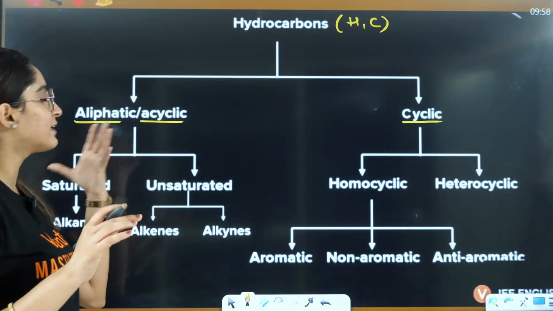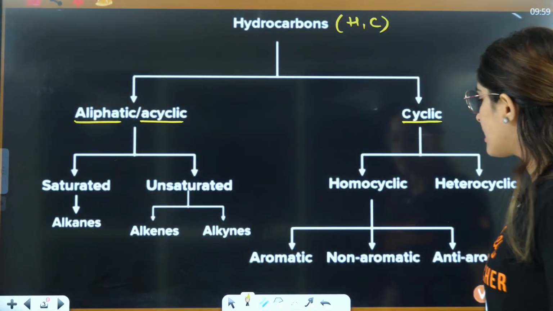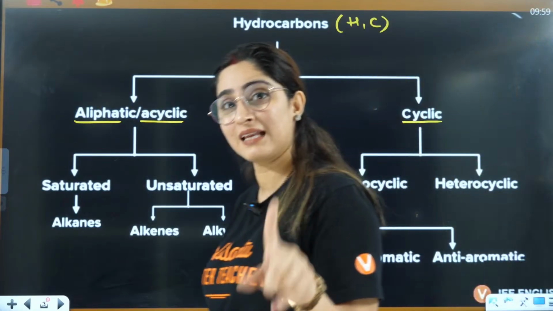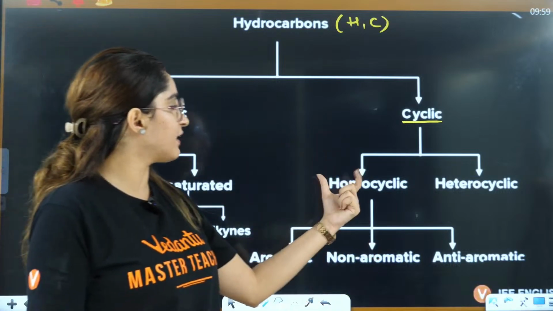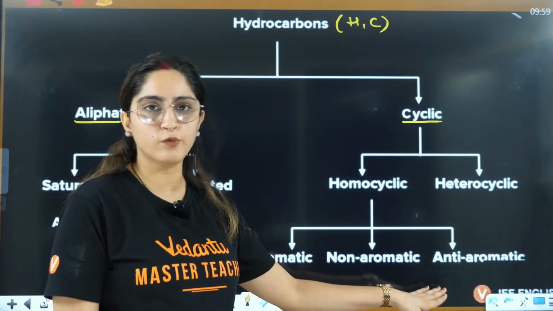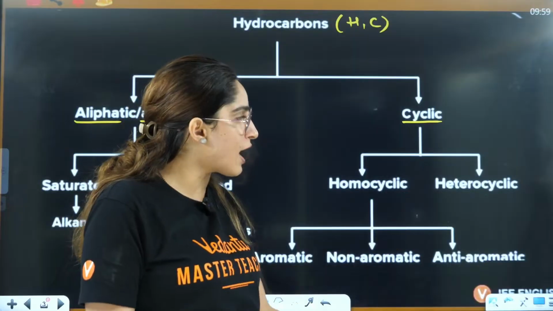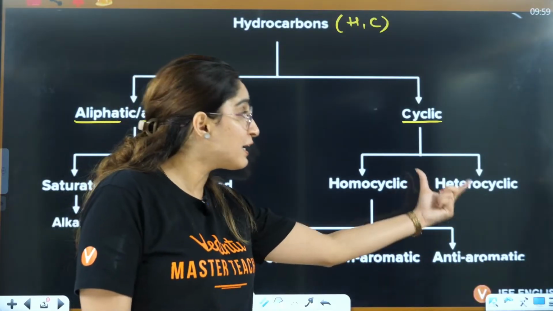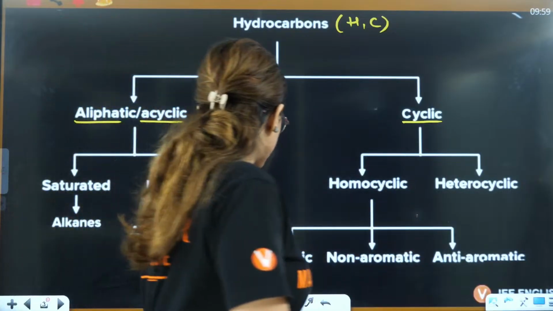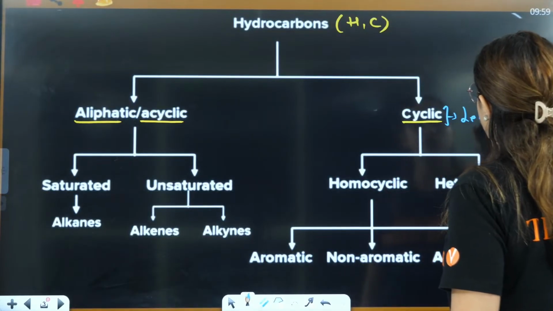Aliphatic, acyclic, that means open chain, right? And this is what we are going to talk about. The cyclic part will be our last part, that is lecture number 3, which will cover cyclic compounds: aromatic, non-aromatic, anti-aromatic. We have already done how to calculate this, but the reactions of aromatic, non-aromatic, anti-aromatic, heterocyclic compounds, all these we'll talk about in lecture 3, okay?